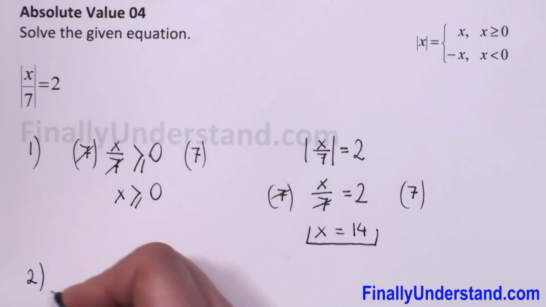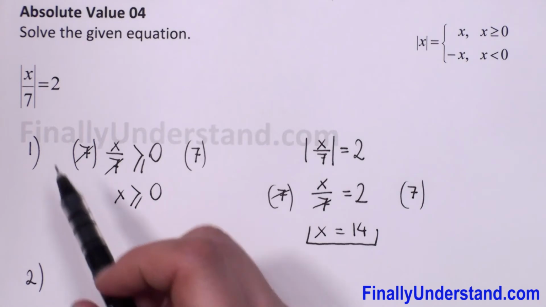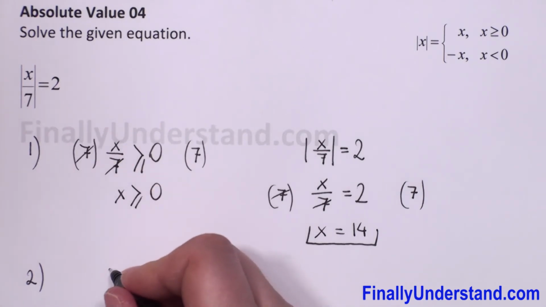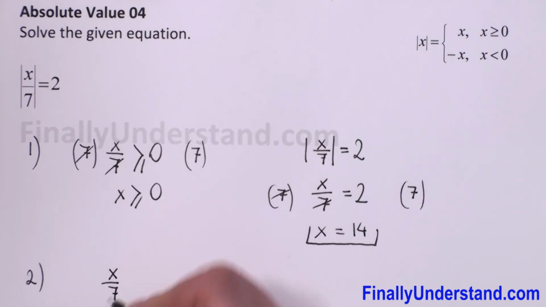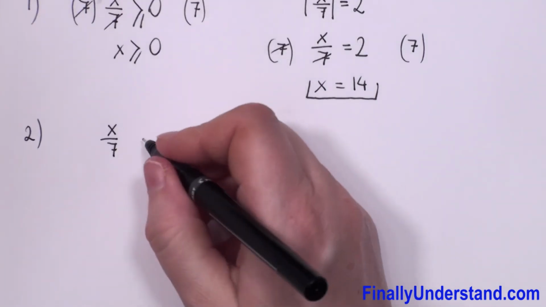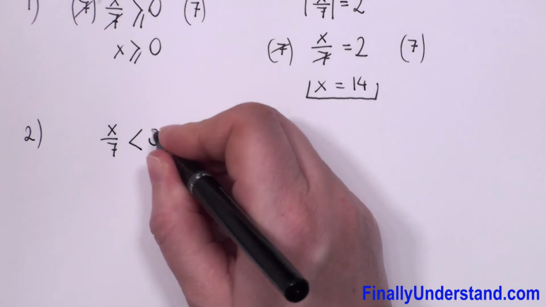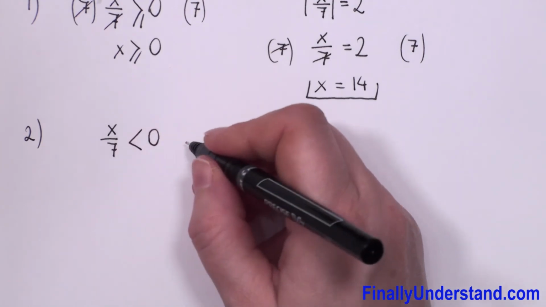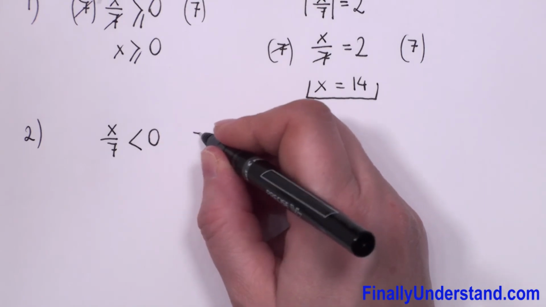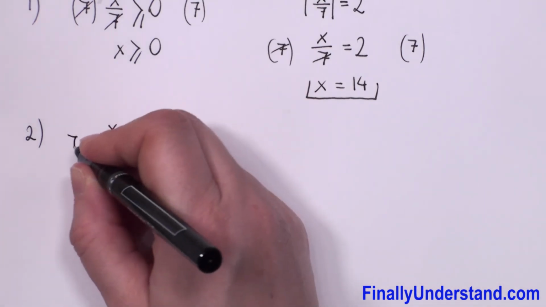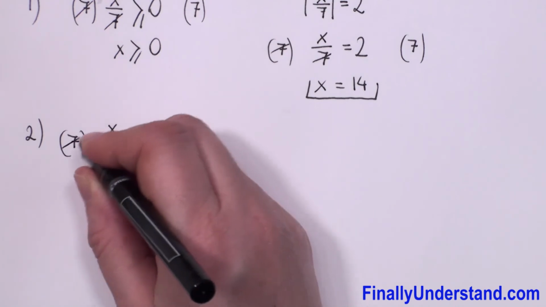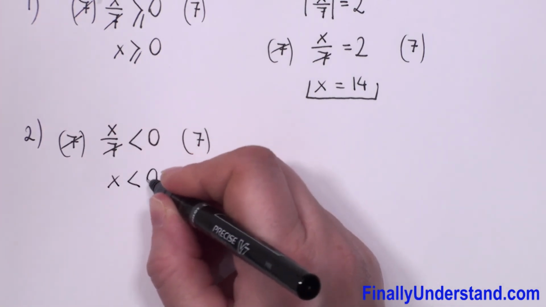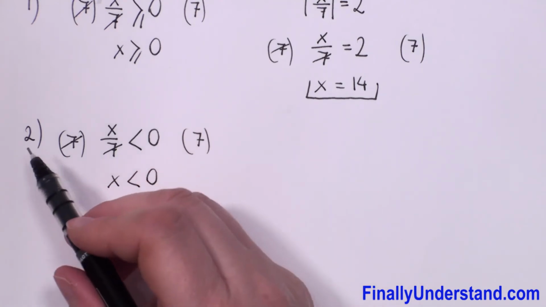We have whatever is between absolute value bars. We have x over 7 must be less than 0. So again, we have to solve this inequality. I will multiply both sides by 7. 7 and 7 will cancel, and we have x is less than 0. We have domain for the second case.